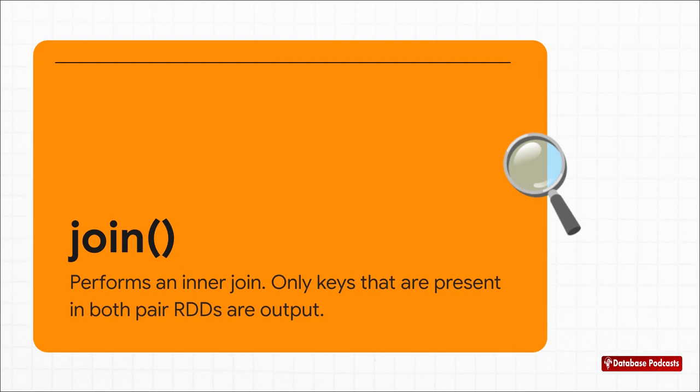In Spark, the join transformation is your go-to. It's a direct one-to-one translation of a SQL inner join. It smushes 2 datasets together, but, and this is the important part, it only keeps the keys that exist in both datasets.